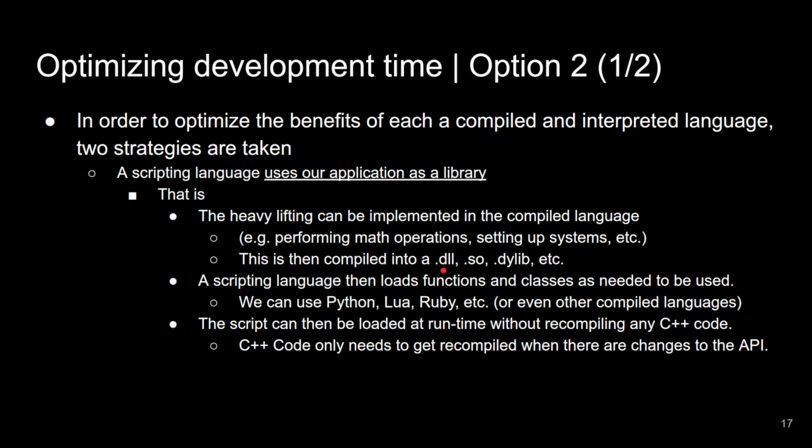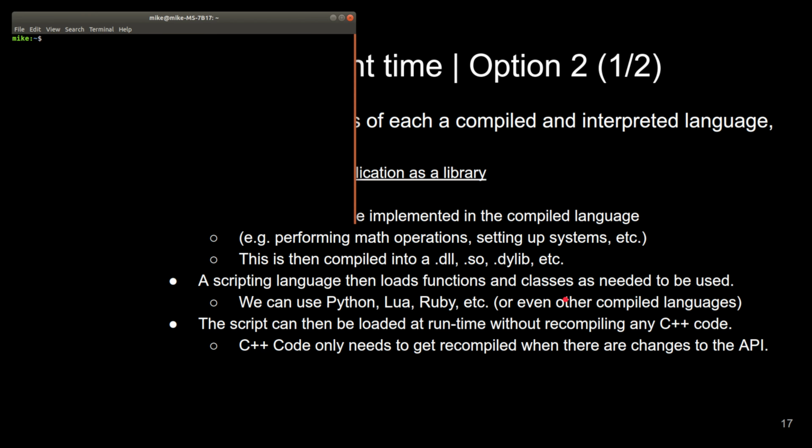If you're on Windows, it's usually a .dll. If you're on Linux, it's a .so file. If you're on Mac, it ends with .dylib. So you compile your program, and then from within Python, you import whatever your library is, and then your scripting language Python is actually executing the C++ code.